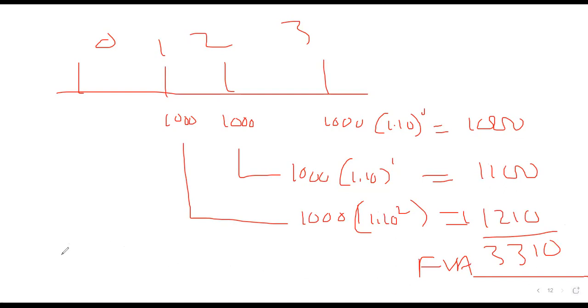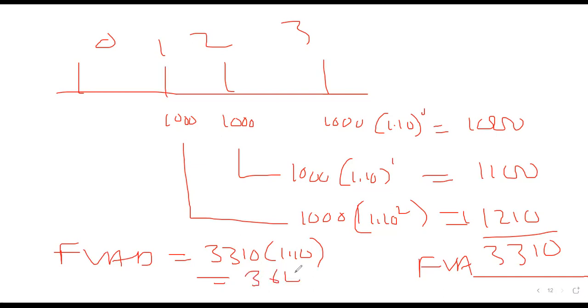So when you want to get the future value of an annuity due, you simply have 3,310 times 1.10. Why are we getting the 1.10? Because the interest rate is what? 10%. If it was 8%, I'd put 1.08. Okay. So here, that's what we're going to get as 3,641.